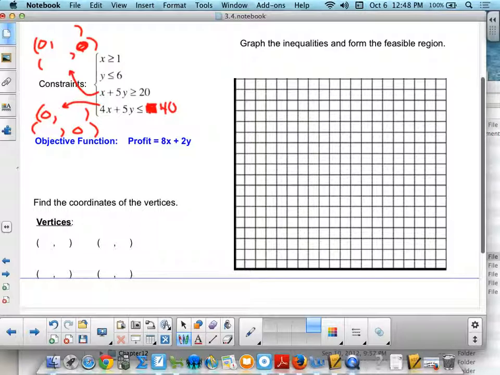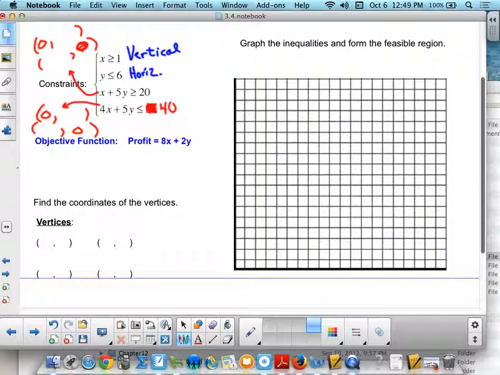Okay, which line is vertical? X equals 1 or Y equals 6? X equals 1 is vertical. Okay. Y equals 6 is horizontal. Okay, don't forget that.